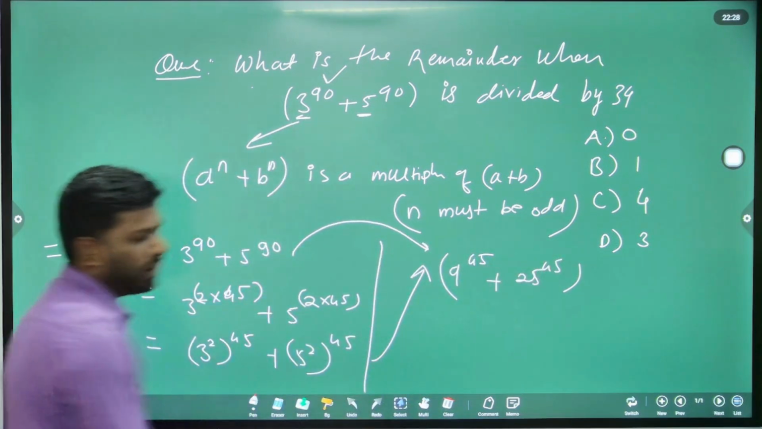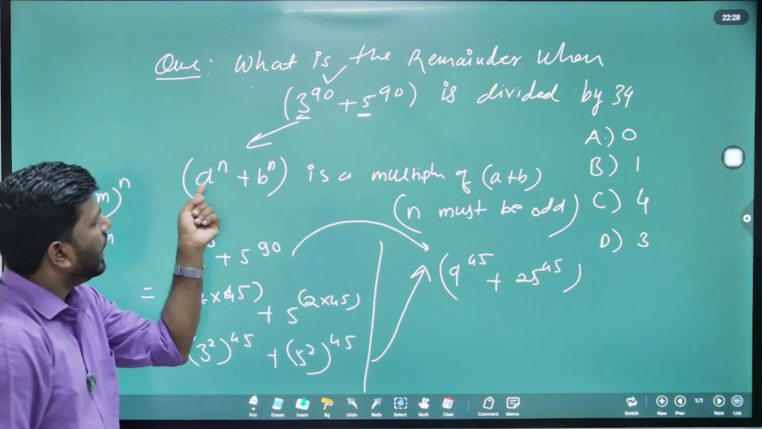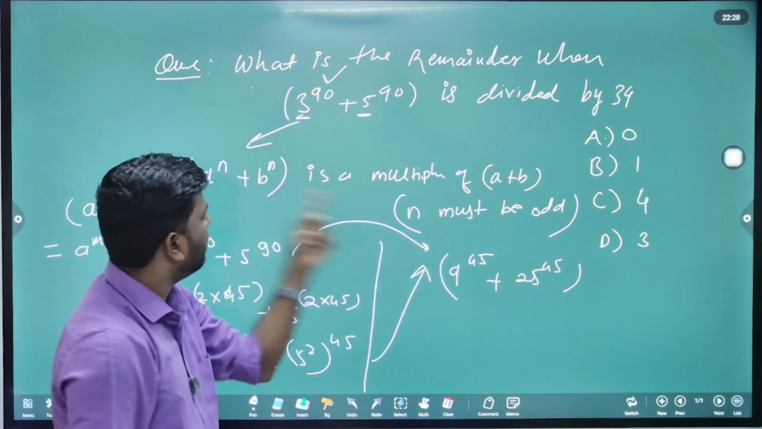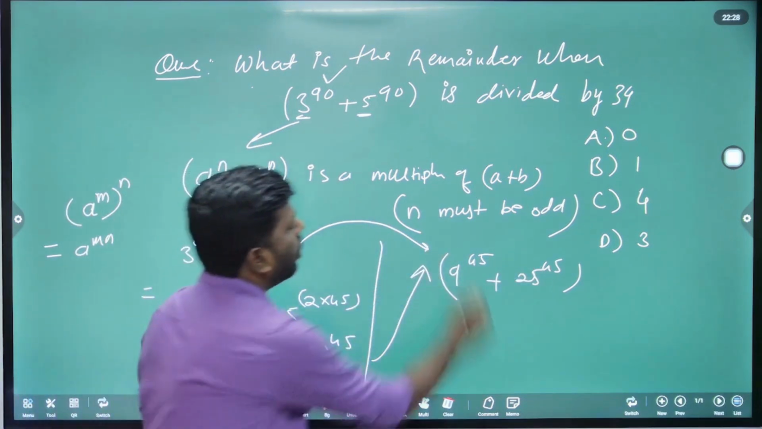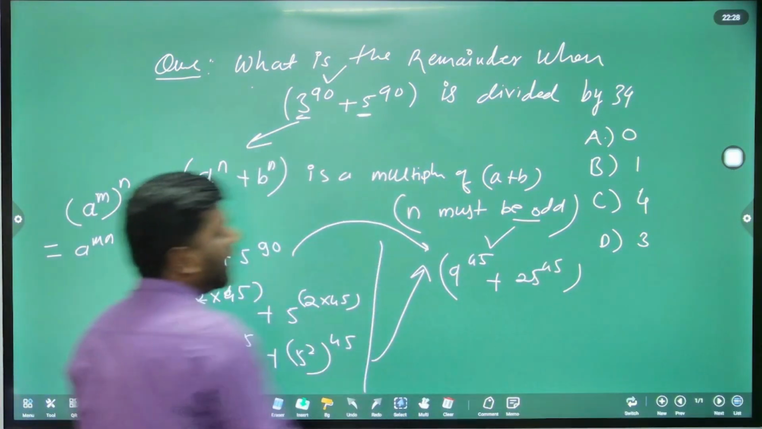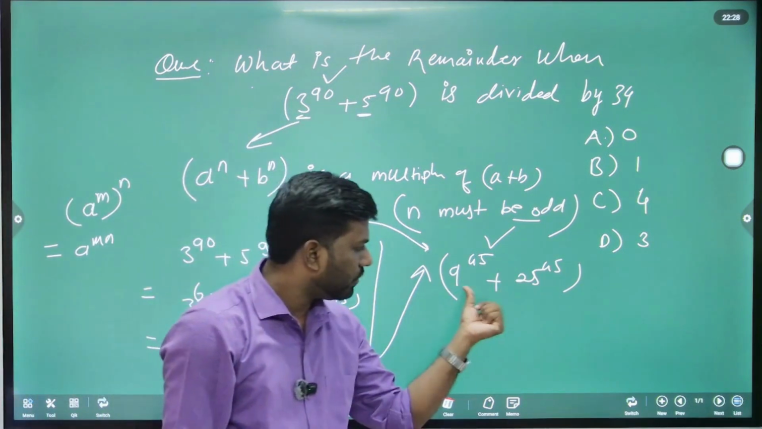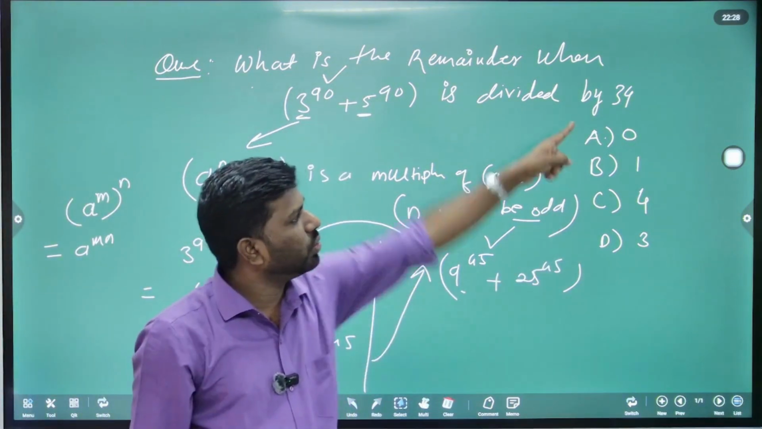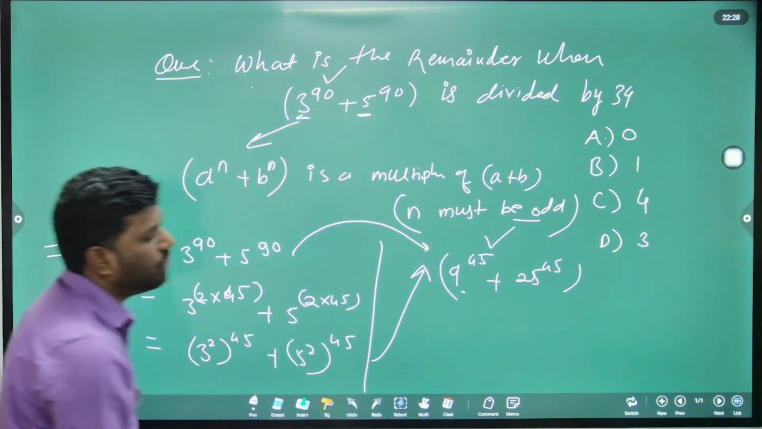What I've done is I've changed 3 power 90 plus 5 power 90 to 9 power 45 plus 25 power 45. Now we need to match this question with the property. a power n is 9 power 45, and b power n is 25 power 45, where n is an odd number. Yes, we have achieved that. And the last one is that the addition a plus b must be equal to 34. Of course, we can see 9 plus 25 is 34.